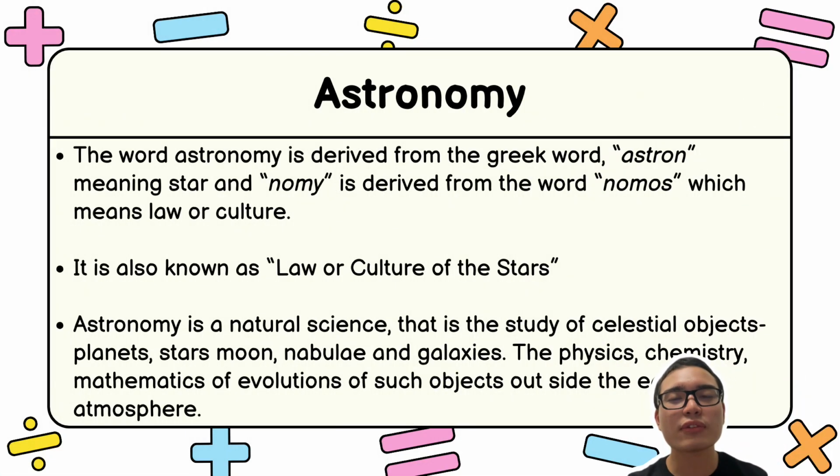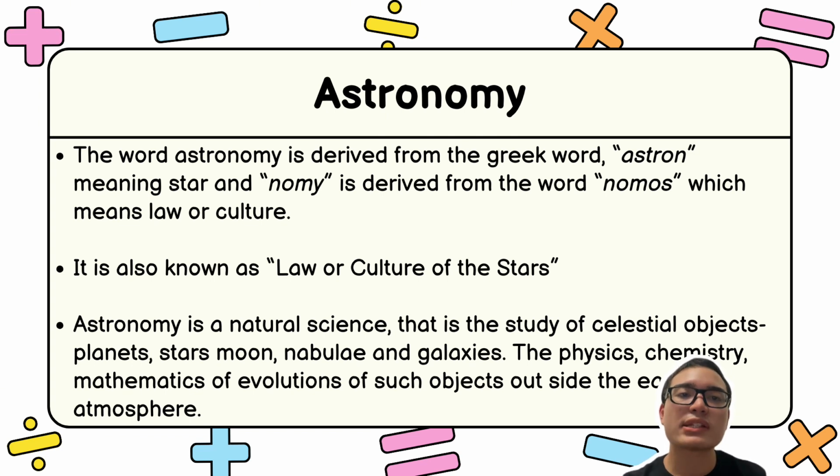So let's talk about astronomy. What is astronomy? The word astronomy is derived from the Greek words astro, meaning star, and nomos, which means law or culture. So it is also known as the law or culture of the stars.